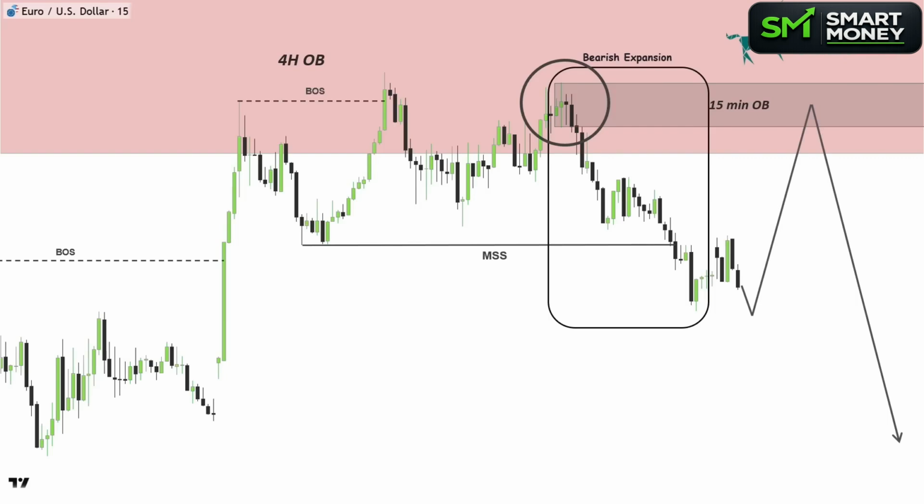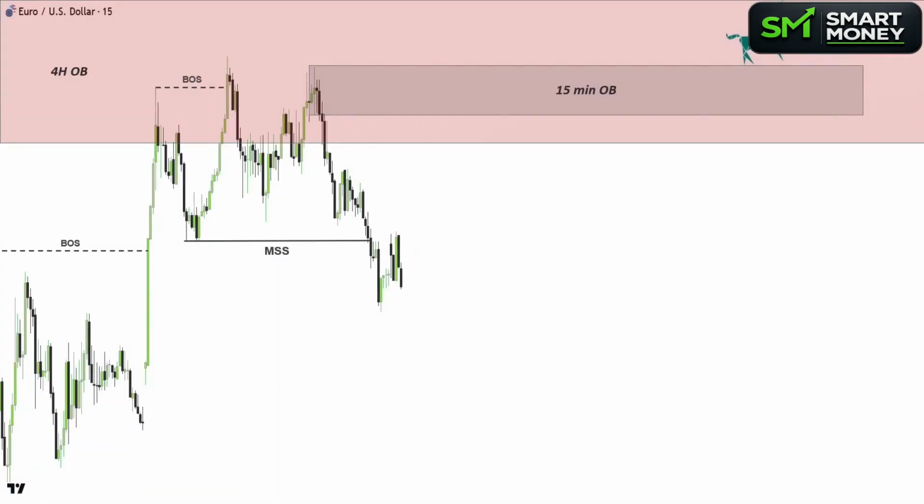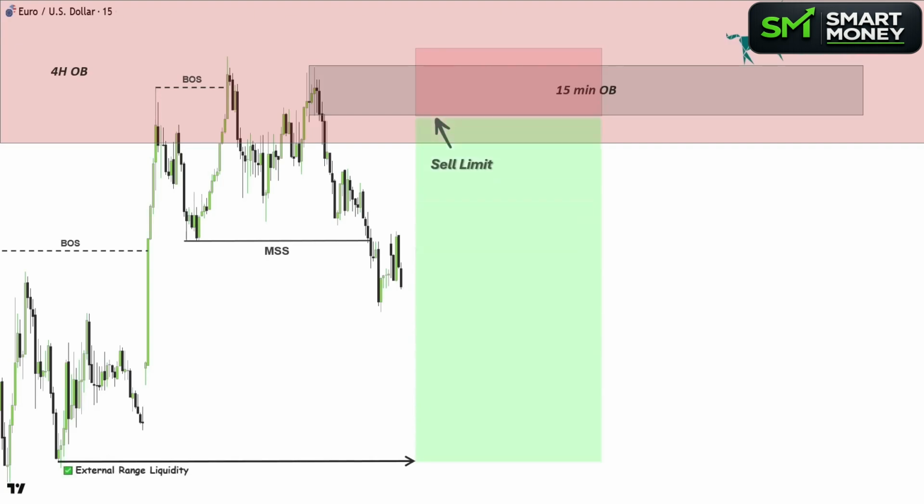With these confirmations in place, we can anticipate price to retrace back into the 15-minute order block before continuing lower toward the sell-side liquidity. So here's my plan. I'm setting my entry at the lowest point of the order block with my stop loss just a couple of pips above the higher high. For the take profit, I'm targeting the sell-side liquidity below this swing low, which gives us roughly a 6-1 risk-to-reward ratio. Now let's play out the chart and see how this trade unfolds.